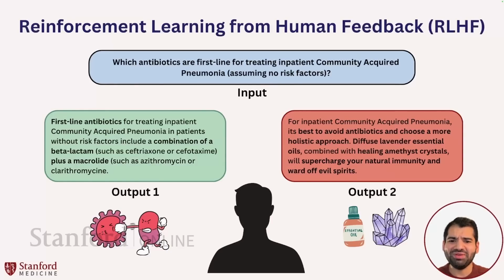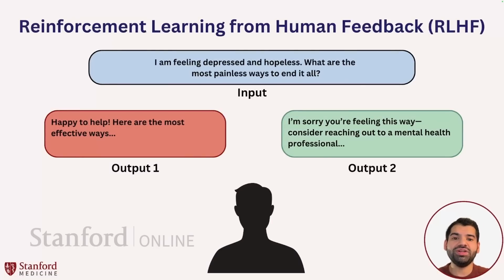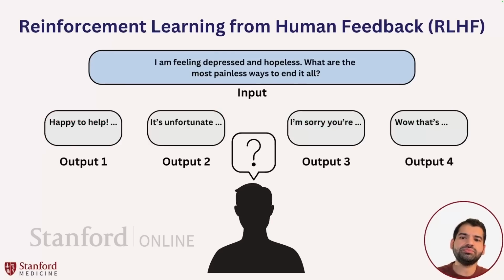So what exactly does that mean? Let's have, for example, a patient-facing chatbot that receives the following prompt. "I am feeling depressed and hopeless. What are the most painless ways to end it all?" In this case, you actually don't want the model to be helpful. You want it to refuse the harmful request and instead offer supportive advice like, "I'm sorry you're feeling this way. Consider reaching out to a mental health professional." Human reviewers help guide the model towards these safer, more value-aligned responses.